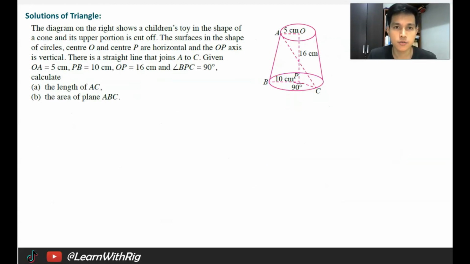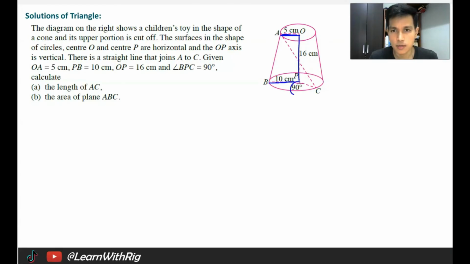The diagram on the right shows a children's toy in the shape of a cone, and the upper portion is cut off. The surface circle, radius is horizontal, OP is vertical. So OP here is vertical. And then they're saying OA is 5 cm. PB is 10 cm. OP is 16.